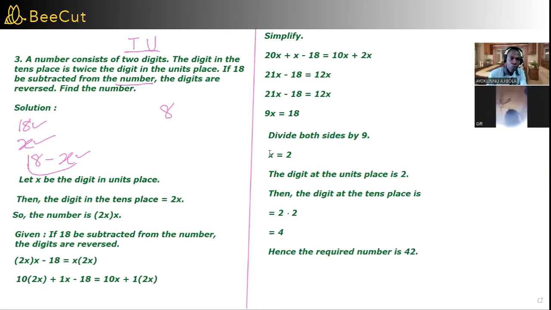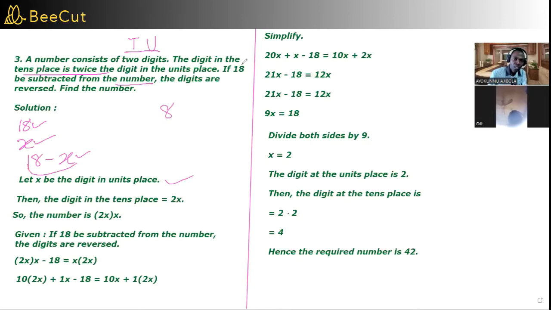That means since x is 2, and you remember at the beginning, we said let x be the number in the unit place. That means 2 is the number in the unit place. Then the question says the number in the tens place is twice the unit. So the one in the tens place is going to be 2 times 2, which is 4. Hence, our number is 42.